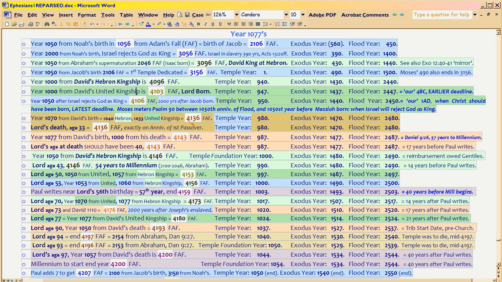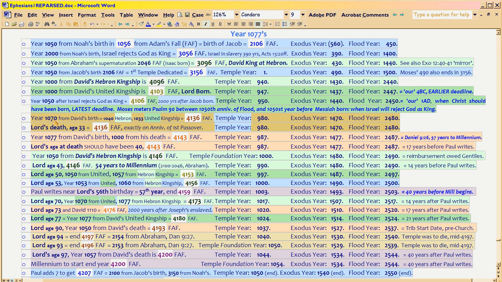All right? So our first stop is what was allotted. Not what happened, but what was allotted. Christ was to be born and die 40 years based on the 1,000 anniversaries of David's kingship. 1,000 years from David's kingship start, he had to be born. 1,000 years from the end of David's kingship, Christ would have to die. But there are two different kinds of ends, and that's the other thing complicating it.